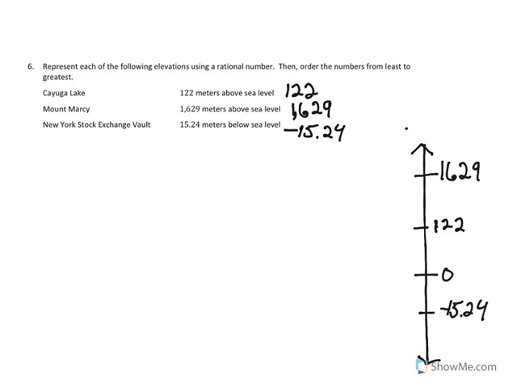Remember, we can refer to 122 and 1,629 as both rational numbers as well as integers because they are whole numbers. But the negative 15.24 can only be referred to as a rational number because it is a decimal and a fraction, and those are only rational numbers for both positive and negative. All right, that said, let's see if we can order the numbers from least to greatest.